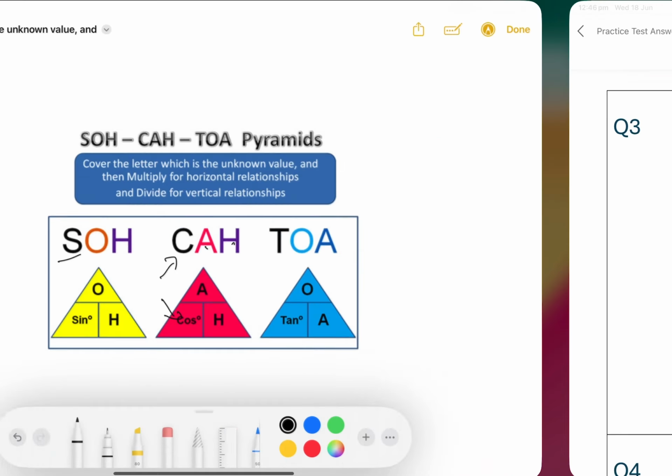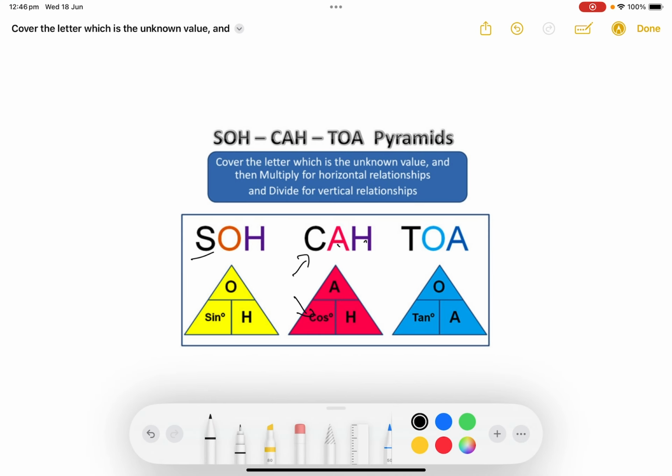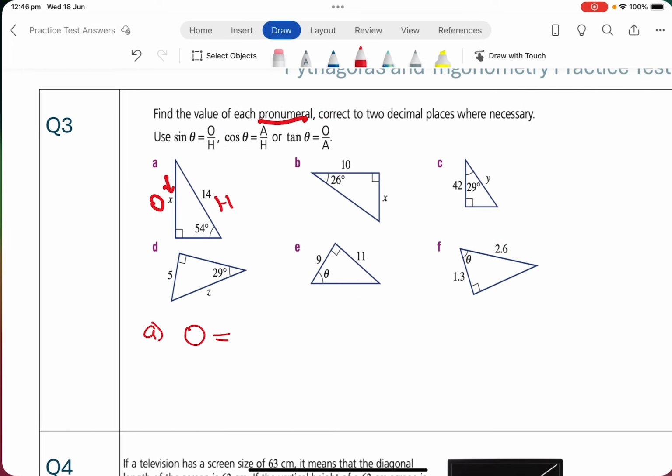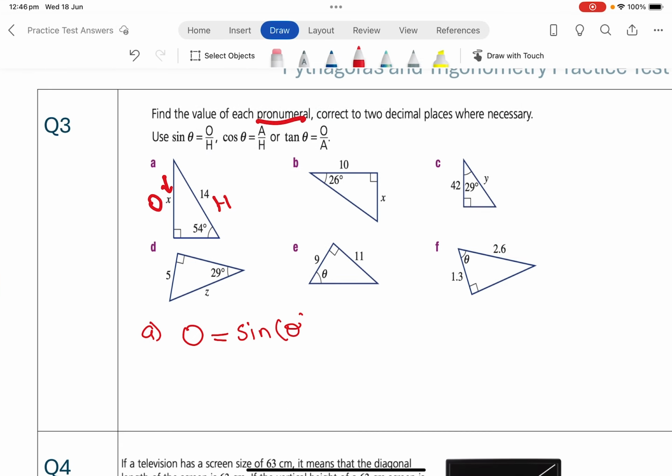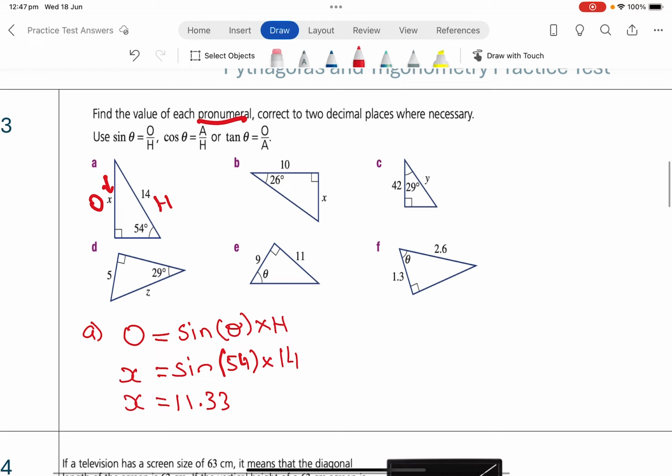I've said I'm using sine. I'm going to cover this side here with my finger, and I'm left with these two parts of the pyramid, right? When they are sitting next to each other, that is times. So we're going to have sine of the angle times the hypotenuse side. The opposite side is X, the angle is 54, and the hypotenuse side is 14. Putting this into my calculator, I get sine of 54 times 14, 11.33 roughly.